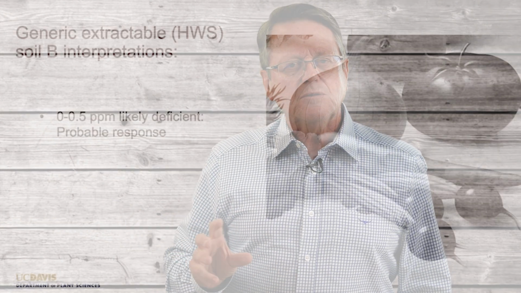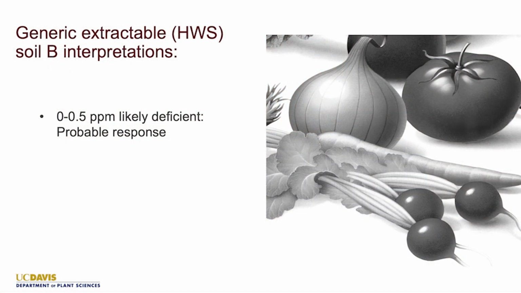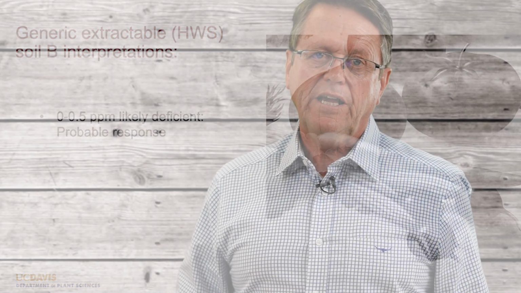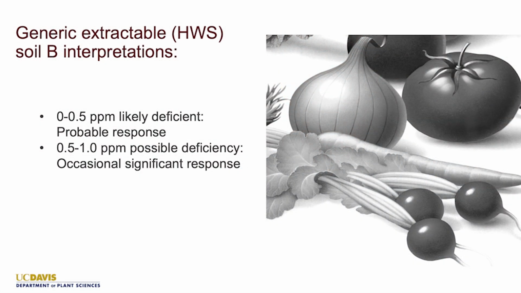If the soil tests between 0 and 0.5 ppm, you're very likely to get a deficiency. You're probably going to get a response. And I use that word probably on purpose. You won't always. As the soil tests increase, you have more boron in the soil, deficiency is possible, but it's often characterized as an occasional, very significant response.